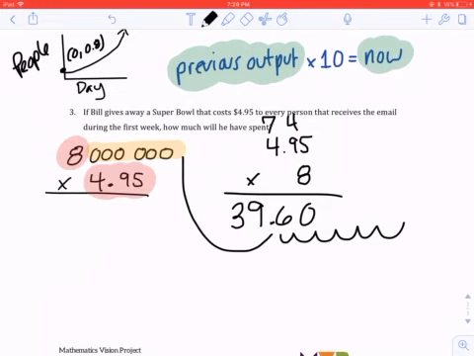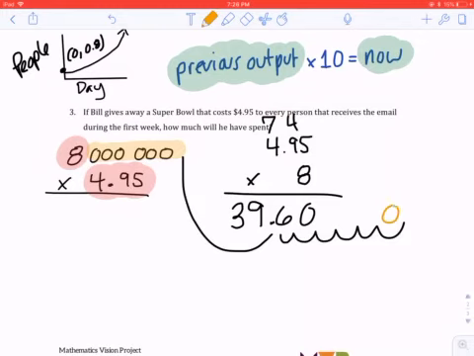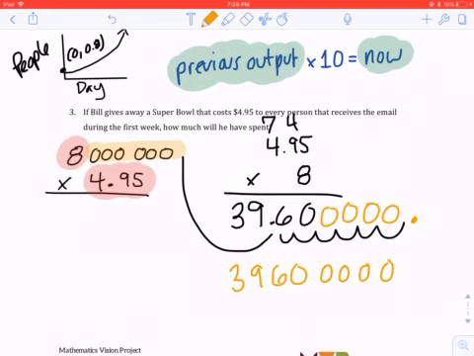I have all these empty spaces. Guess what I can do with my empty spaces? I'm going to plug in zeros. 1, 2, 3, 4. All these empty spaces are gone now. And guess what? My decimals moved all the way over here. So now I have a new value. 39600000. Now, if I throw in my commas, I can tell you, oh my lord, Bill just gave away $39 million, well, $600,000 worth of ice cream.